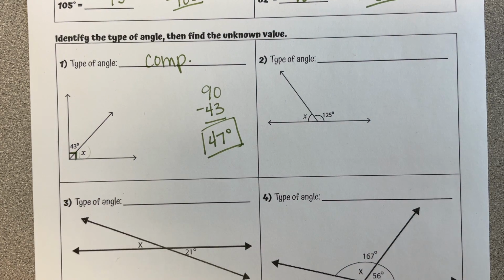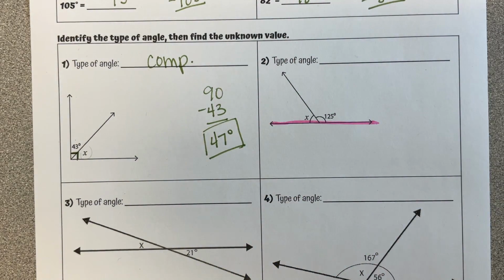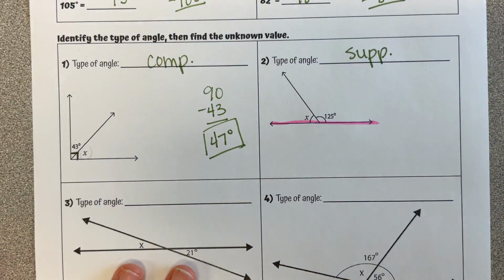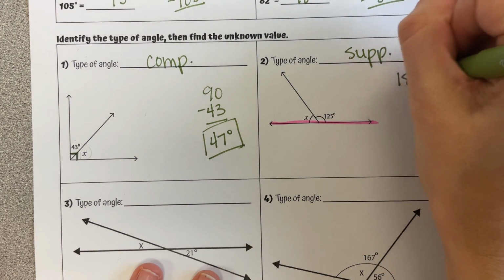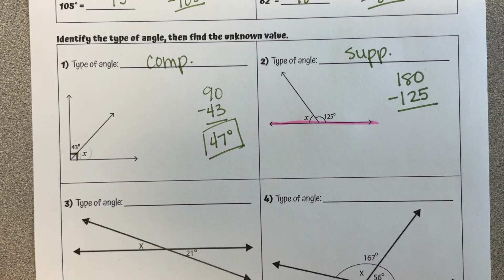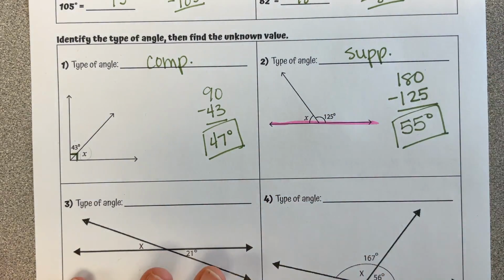Number 2, these form a straight line. A straight line means that it is a supplementary angle. 180 minus 125. Well, 180 minus 100 is 80. 80 minus 20 is 60. 60 minus 5 is 55 degrees.